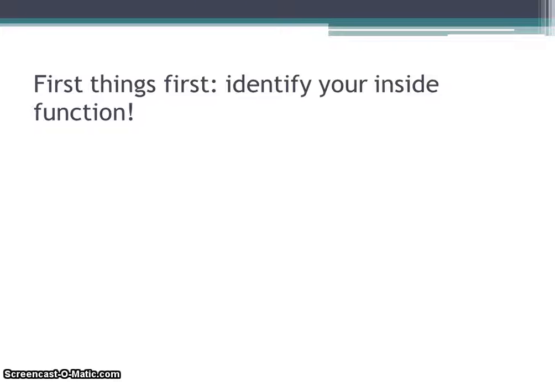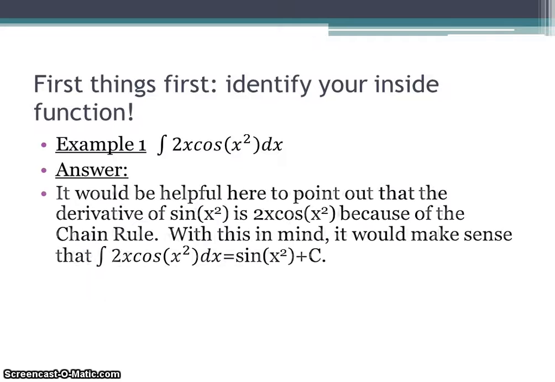With this process, first things first, we need to figure out what our composition is. What is our inside function? We start with an example where we've got the integral of 2x cosine of x squared dx. Our first job is to figure out, are there any inside functions? As you can see, the cosine function doesn't have a normal input.